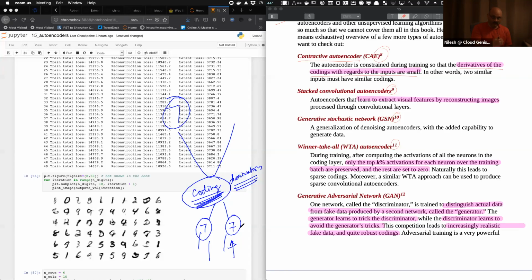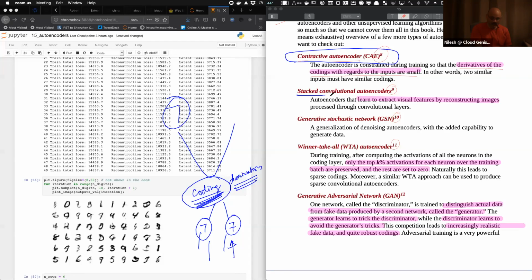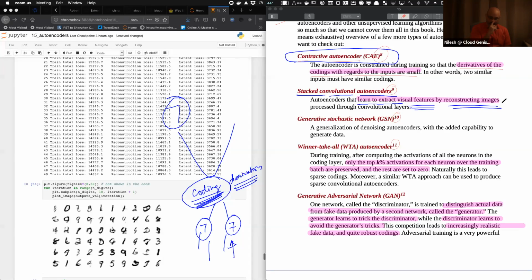And that's the underlying idea behind contractive encoder. That's one technique. Stacked convolutional autoencoders. These autoencoders learn to extract visual features by reconstructing images. So trying to visualize and reconstruct. Of course, we have to read the details behind this paper.